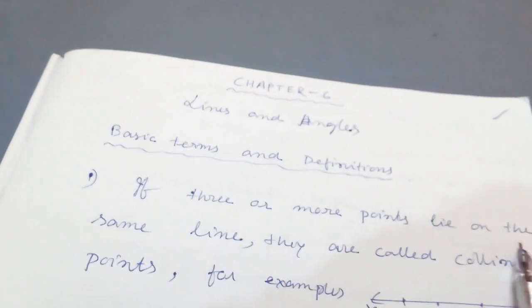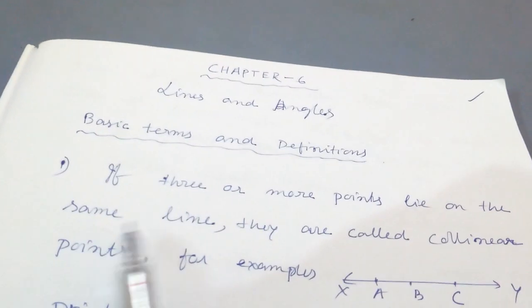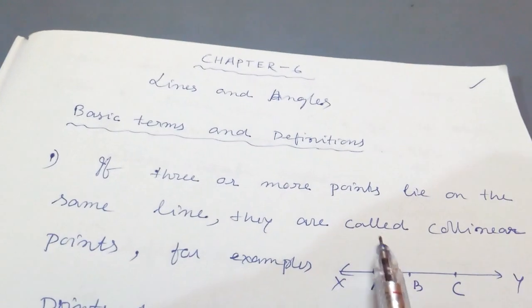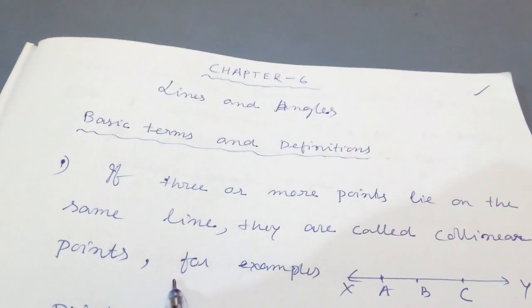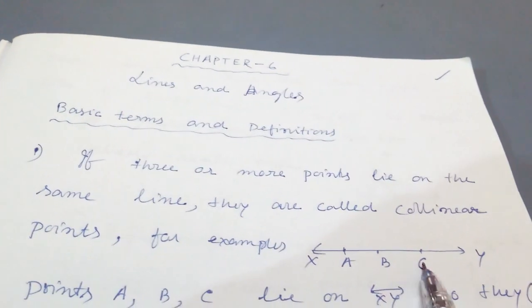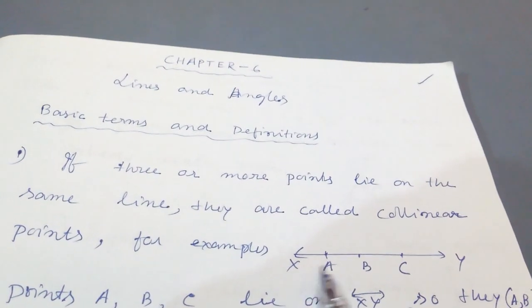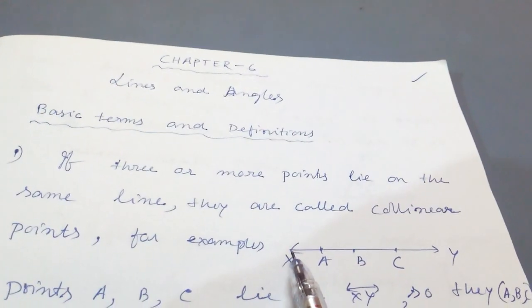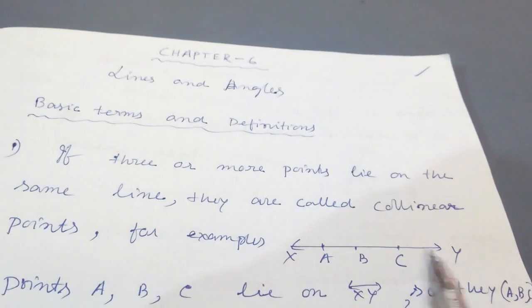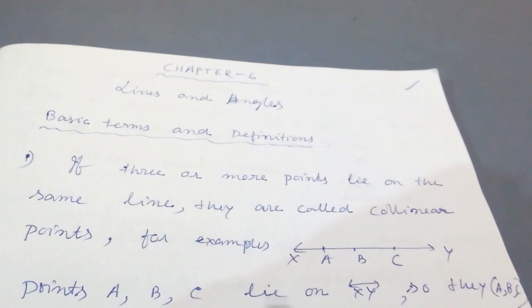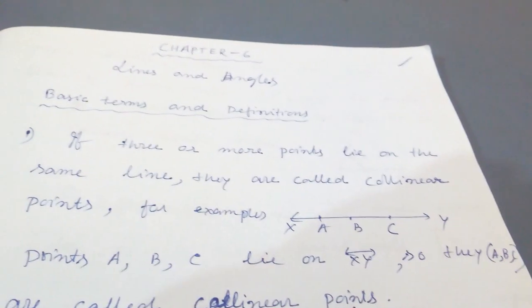If three or more points lie on a line, they are called collinear points. For example, A, B, C are collinear points since they lie on the line XY. Points A, B, C lie on XY, so they are called collinear points.